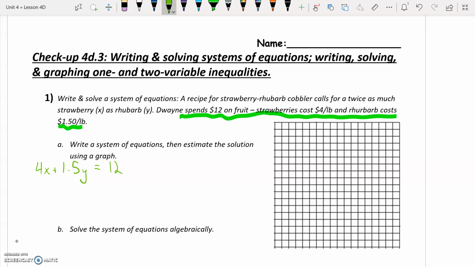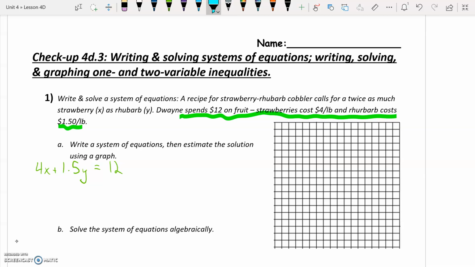A few people wrote an inequality. This one's just a systems of equations problem, so you don't need to write an inequality for this one. That's on the next page. People did struggle a little bit with the second equation, the one that dealt with the relative amounts of fruit.